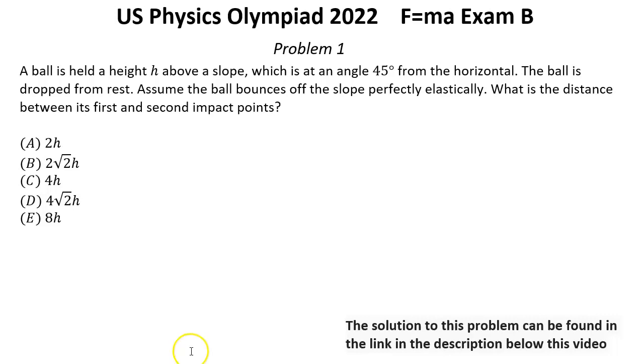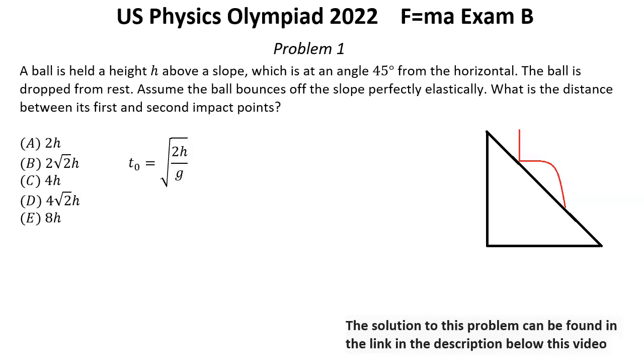Solution for problem number 1. First, let's draw the picture. From this picture we can see that the height is h, and for this height the first time to travel will be t0 equals the square root of 2h over g. It means that for the second impact it takes 2 times t0, which is 2 square roots of 2h over g. Now let's count what is the speed of this ball right before the first collision.